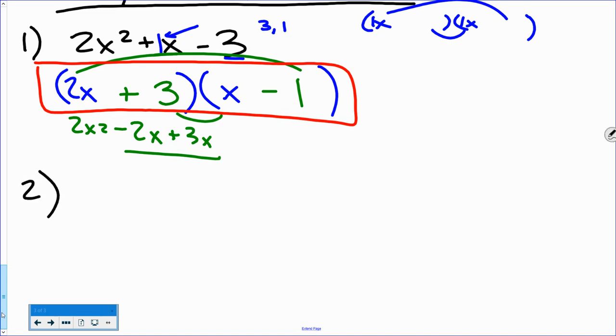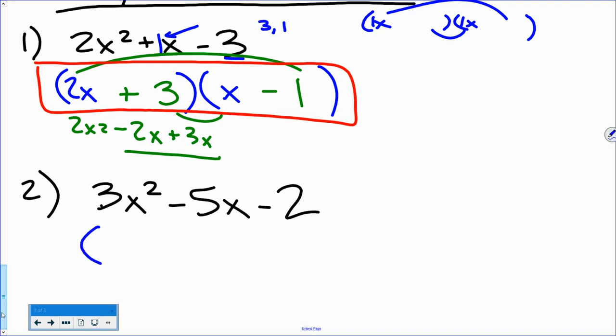So let's try another one. So if I gave you 3x squared minus 5x minus 2. So my a is 3. That's larger. It's not just 1. And I can't divide that 3 out.